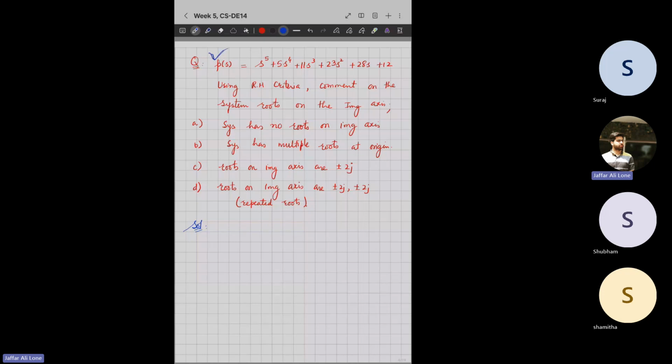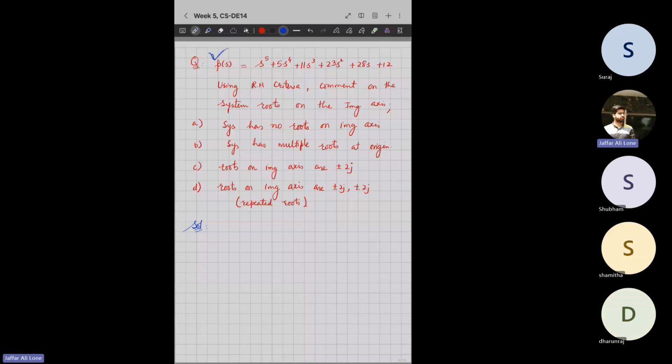right? It is a fifth order polynomial. So first of all, just tell me the number of roots. How many roots will be there in this poly? Like how many roots are there? Number of roots. How many roots are there total?